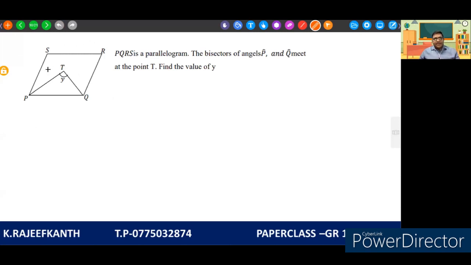PQRS is a parallelogram. The bisectors of angles P and Q meet at the point T. Find the value of Y. So you have to find the value of Y. Here PQRS is a parallelogram. The bisectors of angle P and angle Q meet at the point. Find the value of Y.